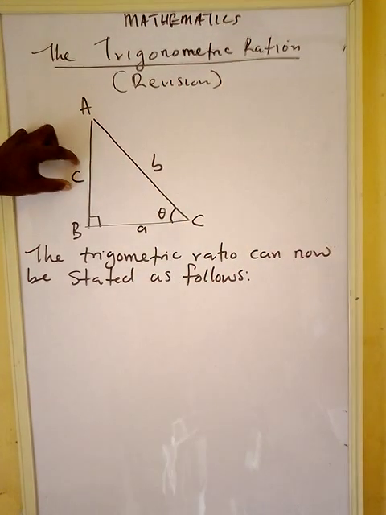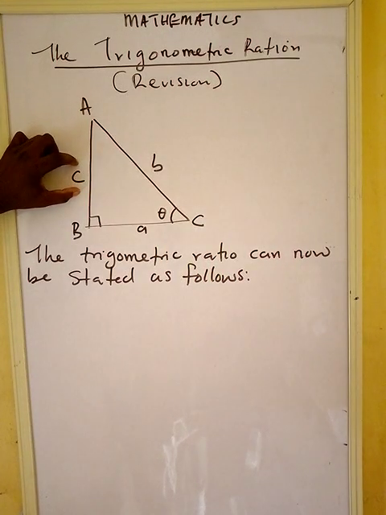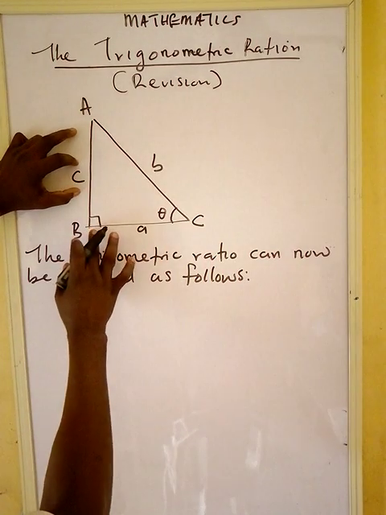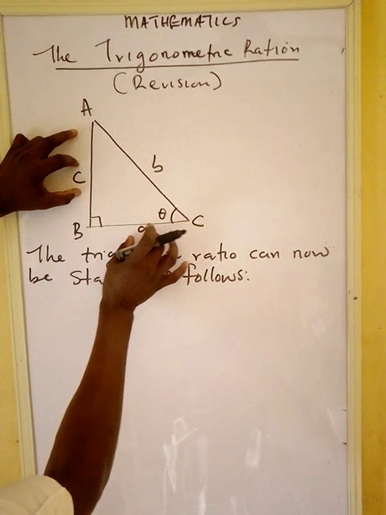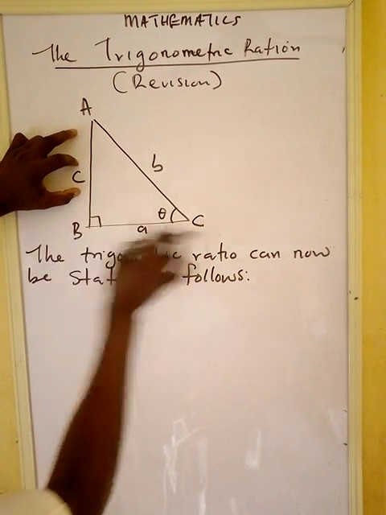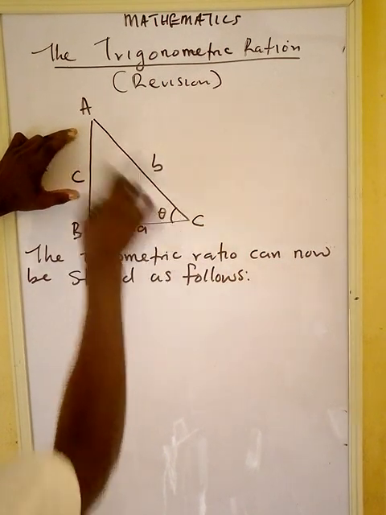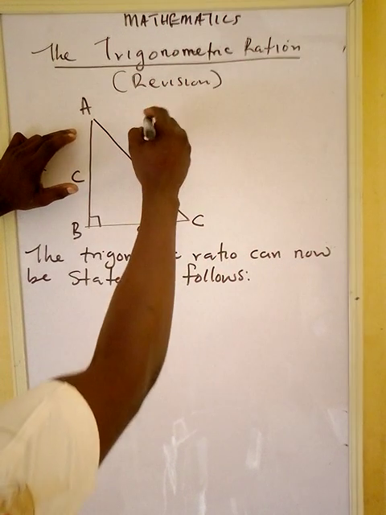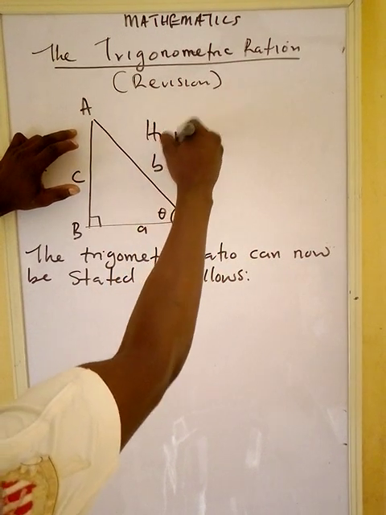Then opposite C, we have small letter c. So between angle 90 and theta, we have small letter b. That is our BC, which is small letter a. Our AC is b. So this place is called hypotenuse.